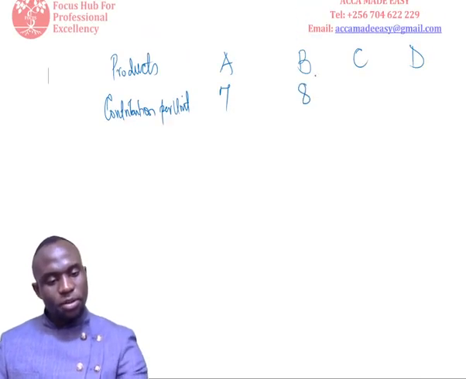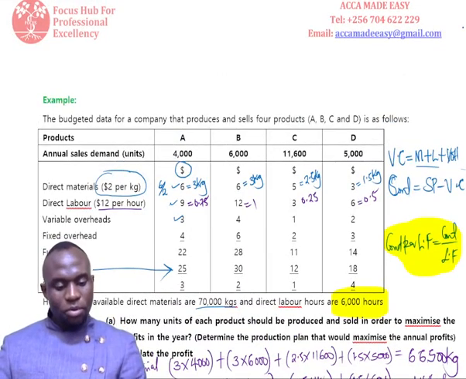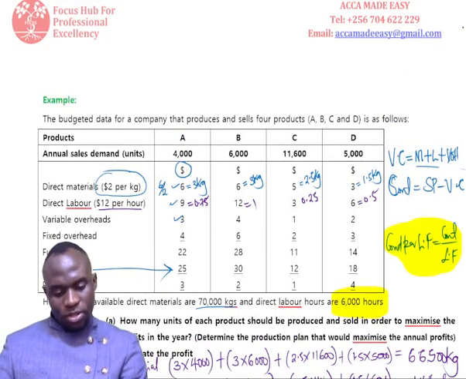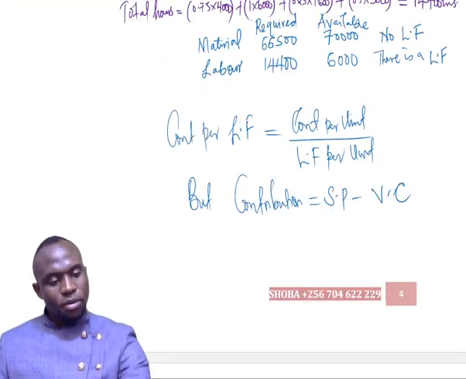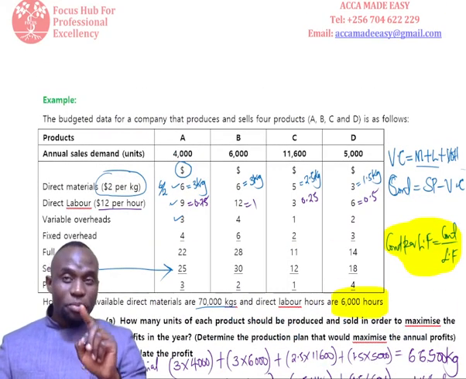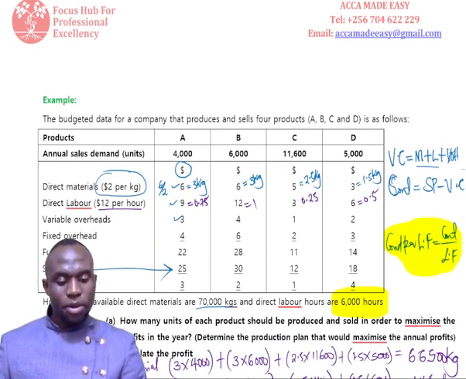So this is 8. We work out the contribution for C. The contribution for C is selling price, which is $12, minus total variable cost, which is 5 plus 3 plus 1. And the answer we get is 3. Then finally, product D. Selling price is 18 minus total variable cost, which is material cost of 3 plus labor cost of 6 plus variable overhead of 2, and we get 7.